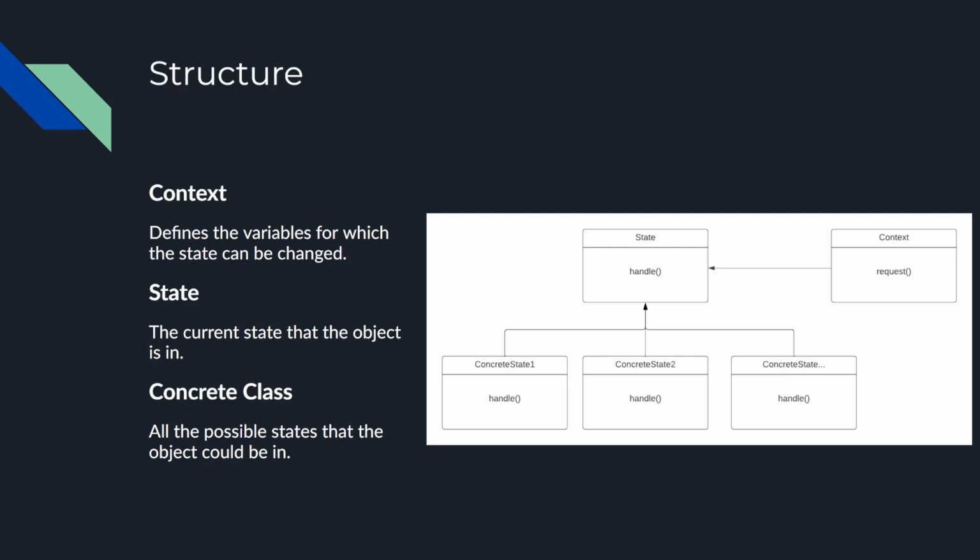Here's my UML diagram for the state pattern. So you have the context, which defines the variables for which the state can be changed. And then that gets pointed to the actual state, which is the current state the object is in. And it pulls the concrete class, which is the list of all possible states the object could be in. So I have them numbered 1, 2, but it can go on and on and on. You can have as many as you like.